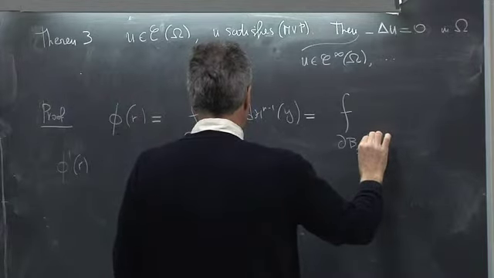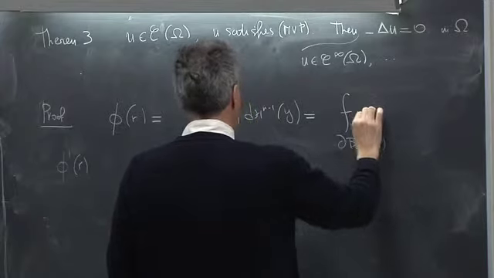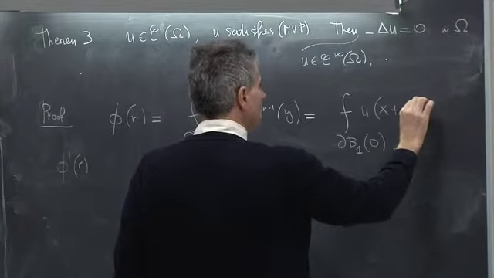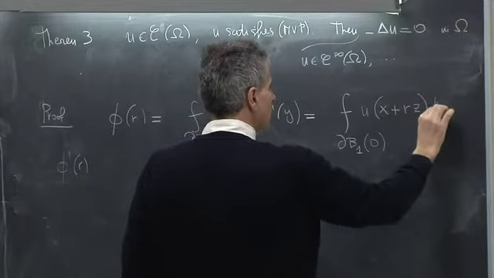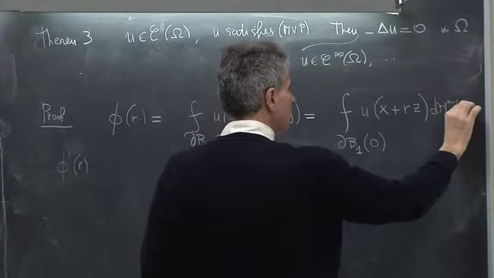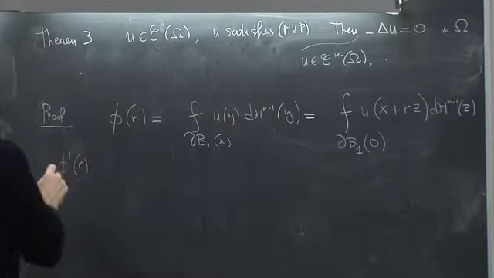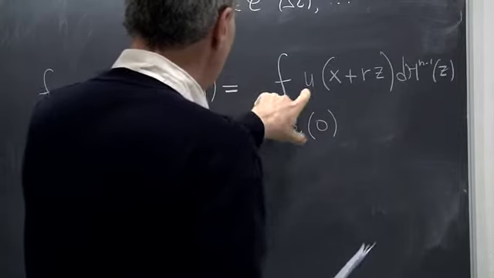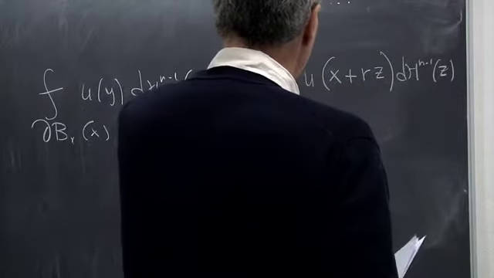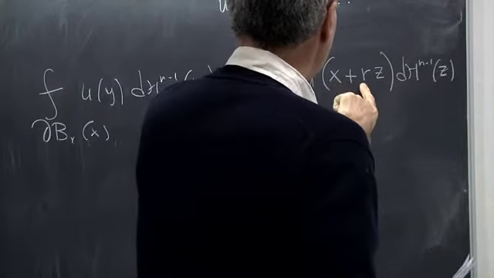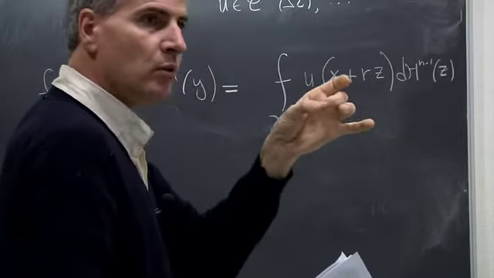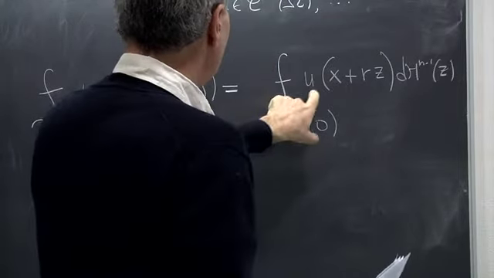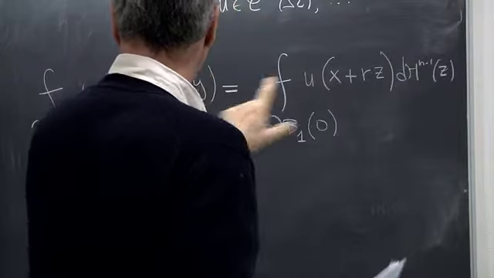B prime. So let me do this. U of x plus r z, dHn minus 1 z. So we know that this derivative must be 0. Okay? But let me write it as follows. So let me see if I'm correct. If z is in the boundary of the unit ball, then rz is in the boundary of the ball of radius r. And then I am also translating the center. Okay?